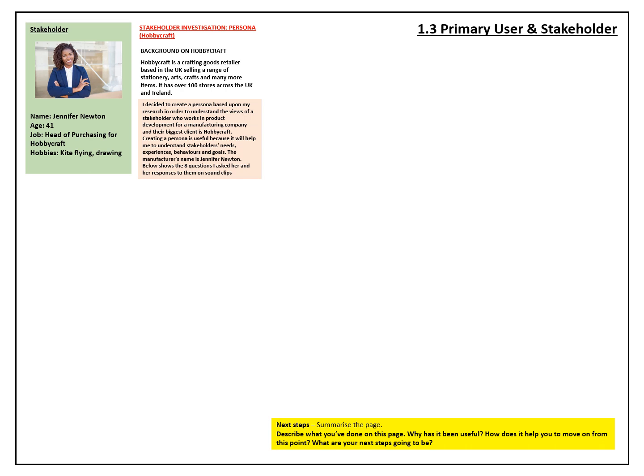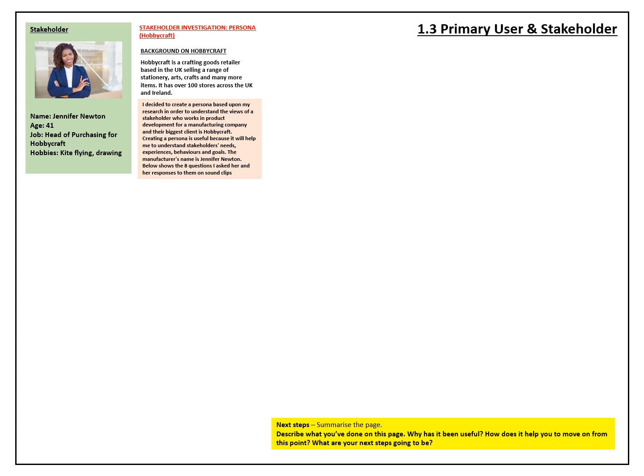If you have to do a persona, then you need to make that explicitly clear, like I have done next to my stakeholder profile here. As you can see on the screen, I've got a stakeholder profile with name, age, job, and hobbies, and then next to that, I've just given a brief rundown of what Hobbycraft is and why I decided to create a persona.